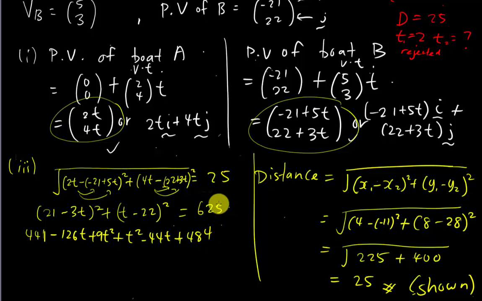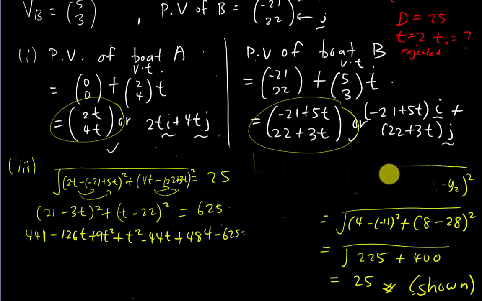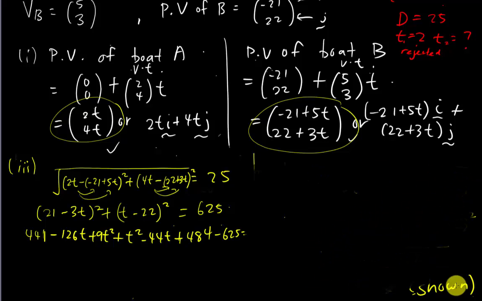And then move the 625 to the other side, with minus 625 equals 0. Because there is not enough space, I'm going to erase here to get more space. Equals 0. And then I will need to solve this one. So I solve t squared first. 9t squared and t squared will be 10t squared because they are added together. And t next: negative 126t minus this one will be minus 170t.